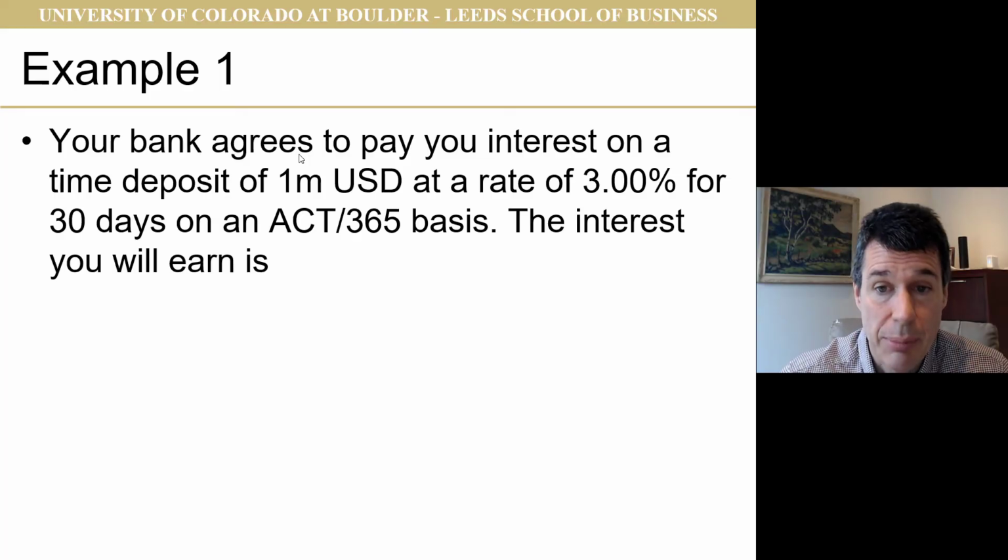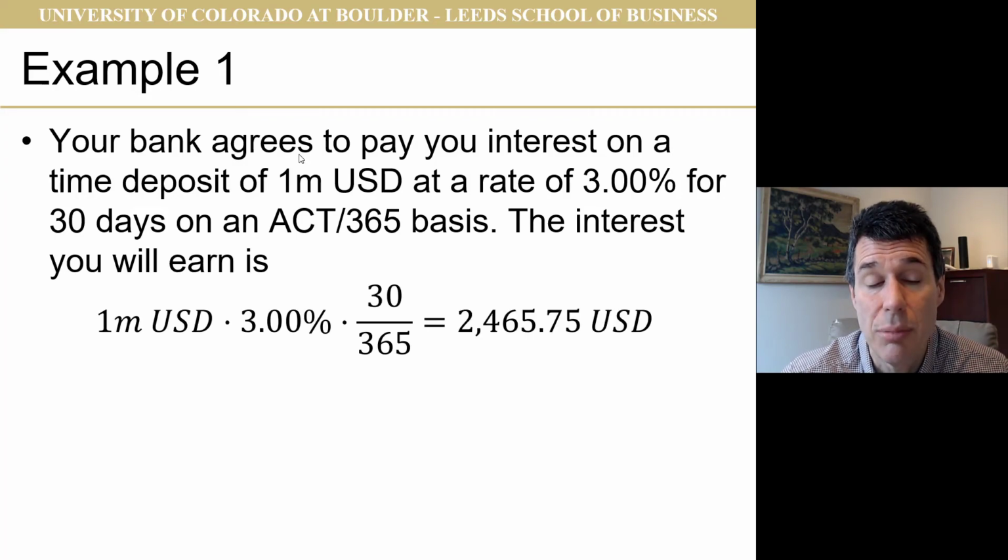Your bank, for example, agrees to pay you interest on a time deposit of $1 million at a rate of 3% for 30 days on, again, this is the wrong basis, but on an actual over 365 basis. The interest you earn is $1 million times 3% times 30 over 365, or $2,465.75.